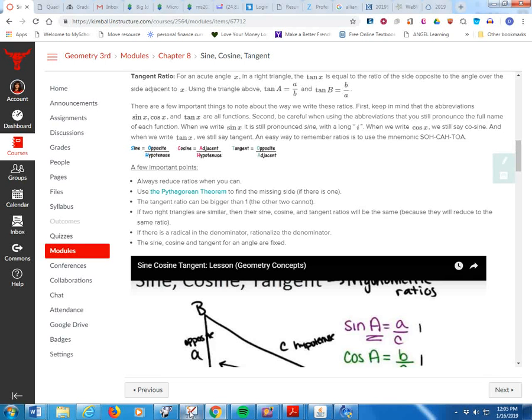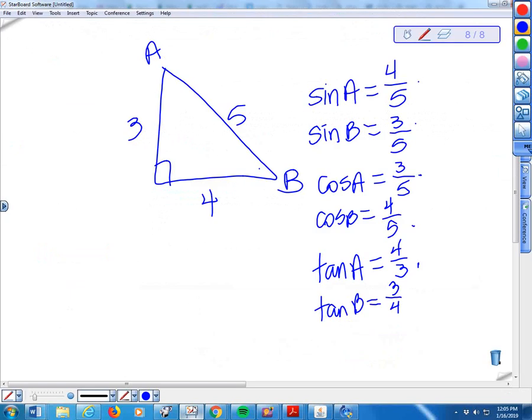If there's a radical in the denominator, you must rationalize it. We learned how to do that last section. And the sine, cosine, and tangent for an angle are fixed. If I asked you what the sine of 30 was, let's just look at that.